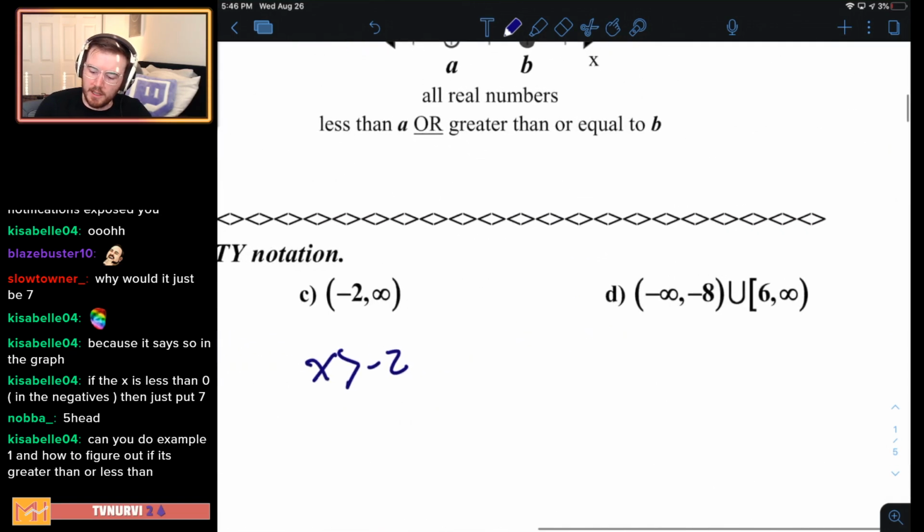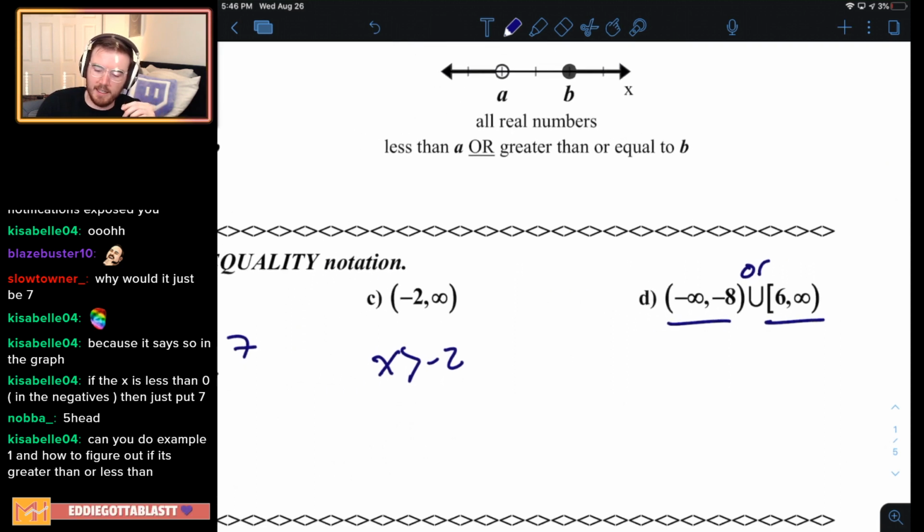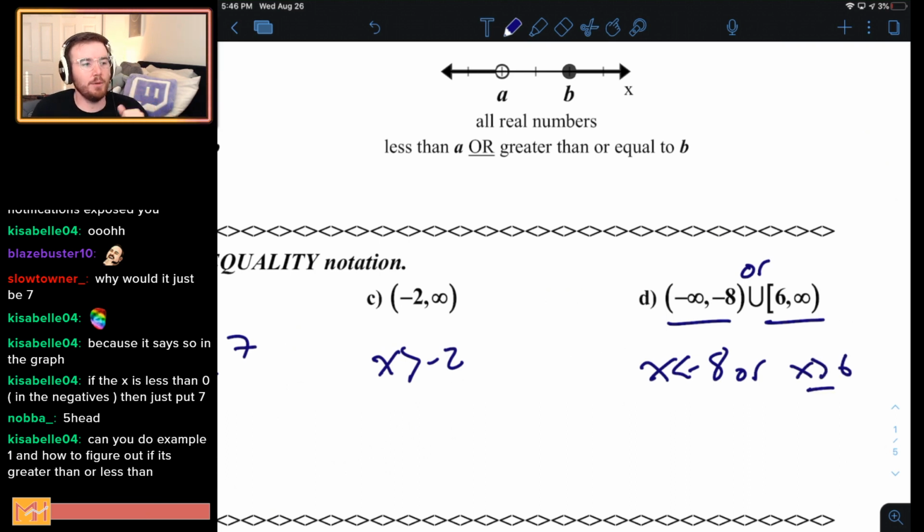And then this whole union thing means this or this. So what does this side say? All the numbers that are getting really tiny, right? Negative infinity, all the way up until negative 8. So everything less than negative 8, because we're getting smaller. We're getting really negative. Or 6 to infinity, meaning everything's getting really big. Everything's bigger than 6. And because of the bracket, we're including it, so it's greater than or equal to.